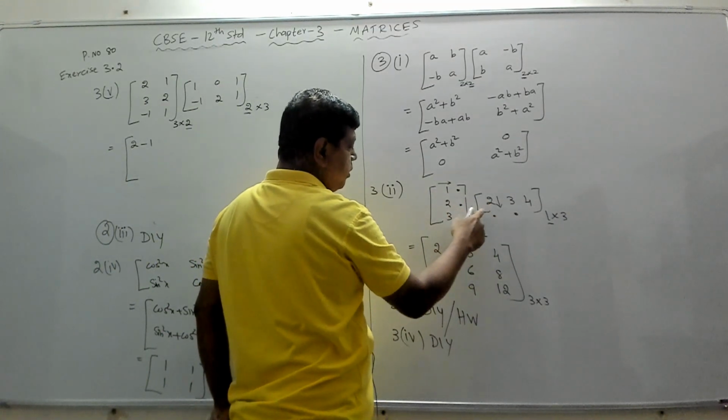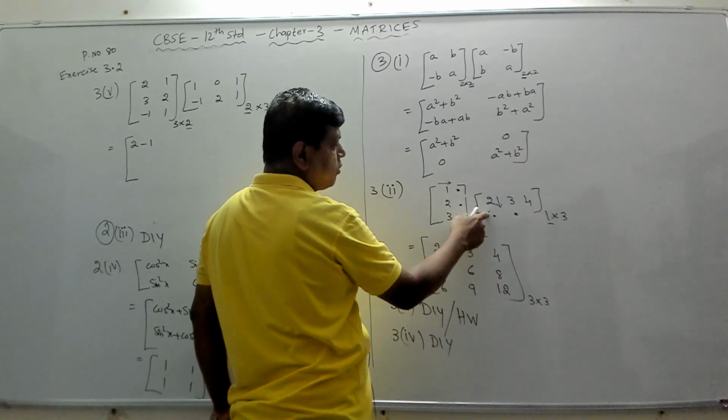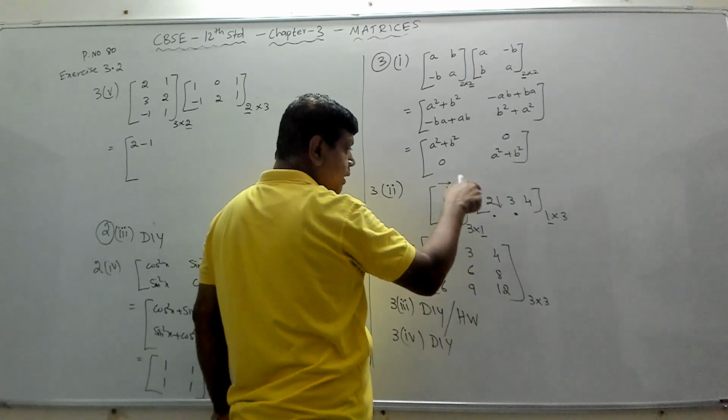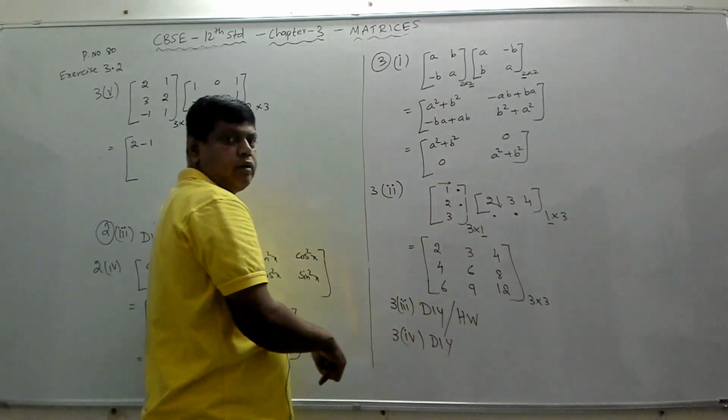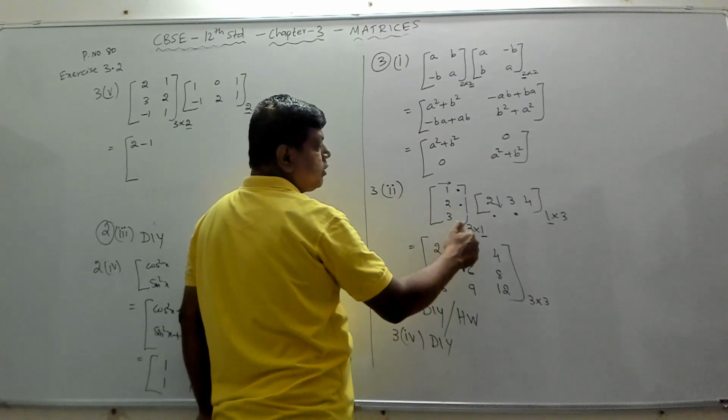So 1 into 1, we got 1, and then there was no element here and there was no element here. So we couldn't do this into this. If there was an element, we would have done this into this, and we would have added 1 into 2 plus this into this. So we started with 1 into 2 is 2. That's all. We did not put plus and we did not write.